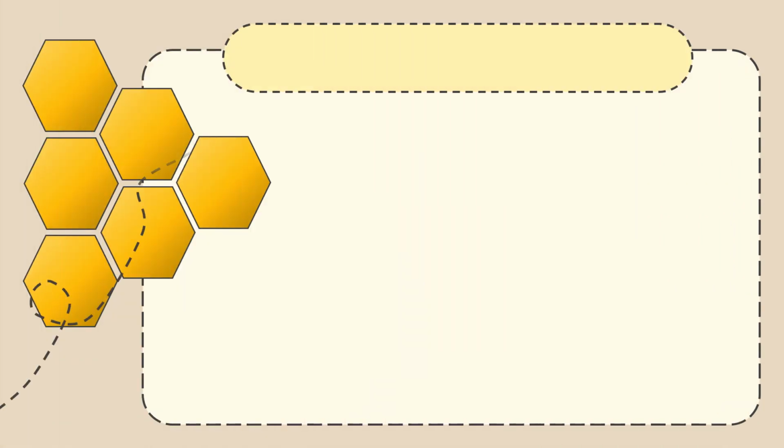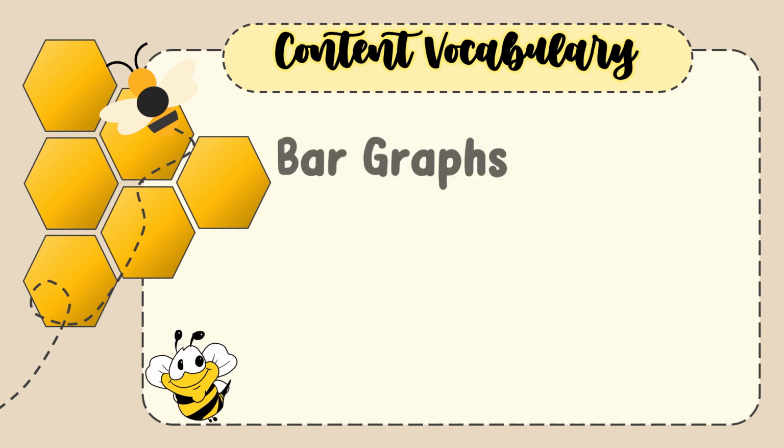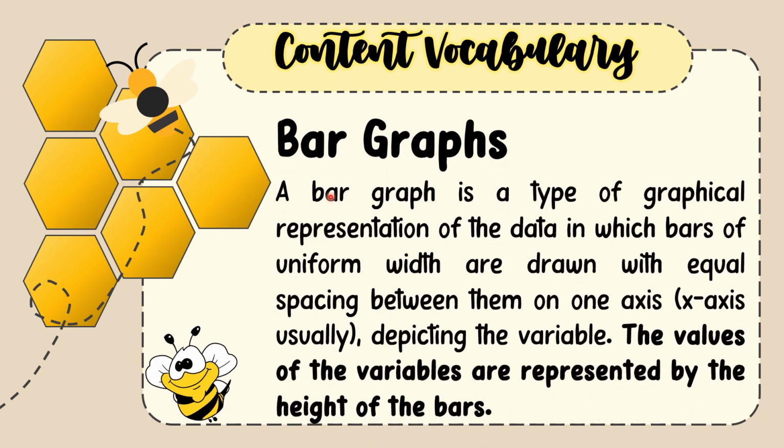Now let's proceed to bar graphs. A bar graph is a type of graphical representation of the data in which bars of uniform width are drawn with equal spacing between them on one axis, that is the x-axis usually, depicting the variable. The values of the variables are represented by the height of the bars.